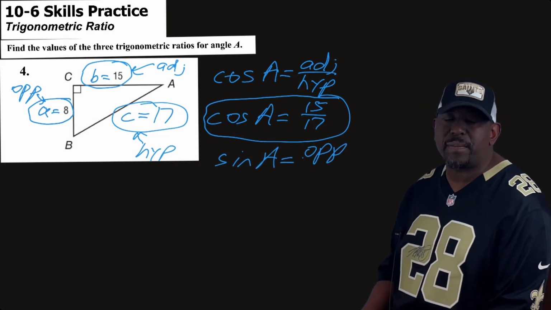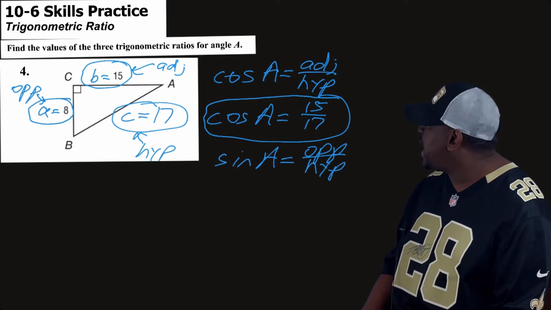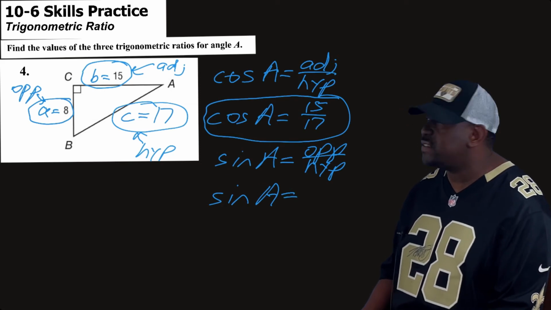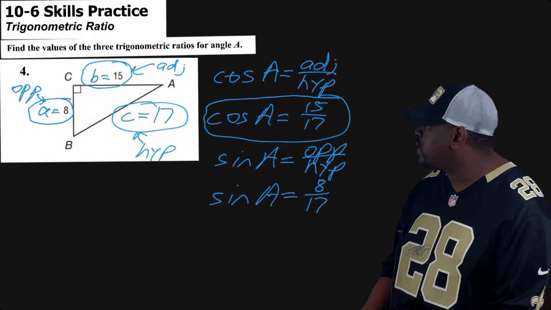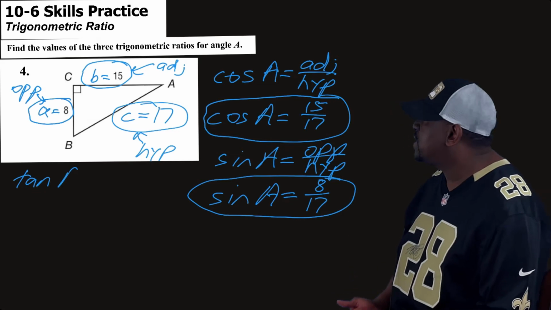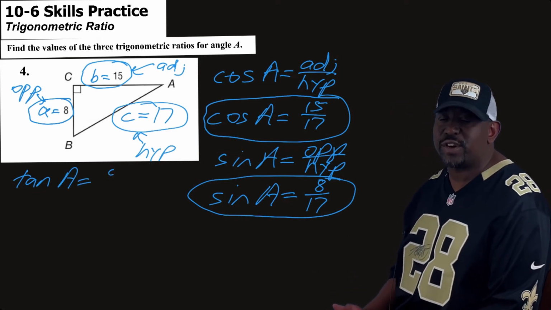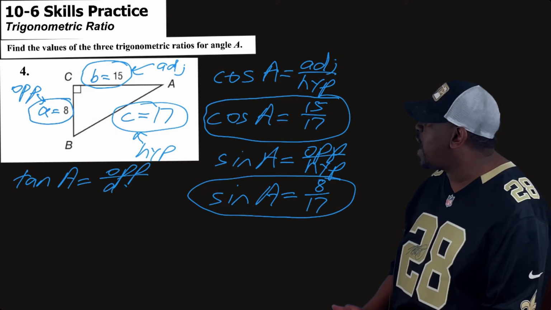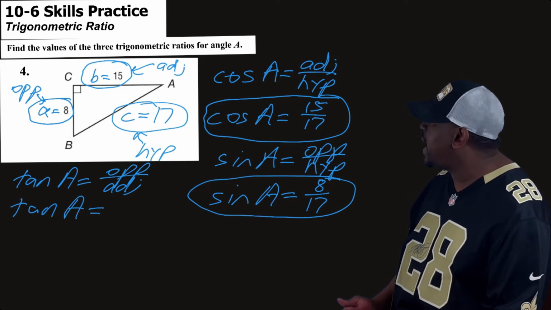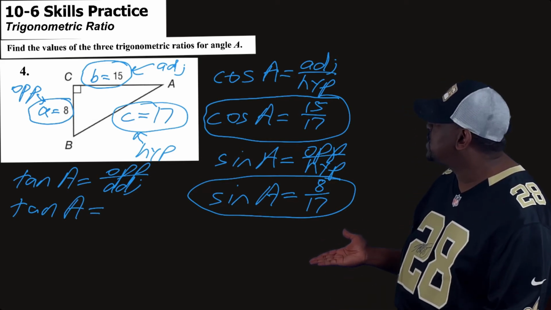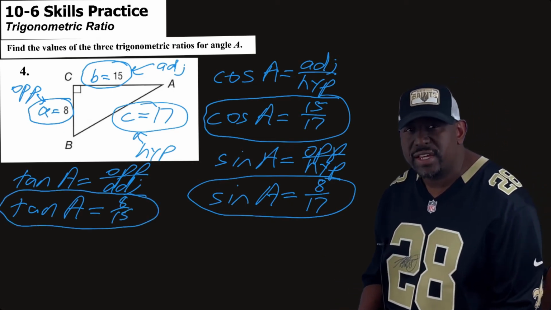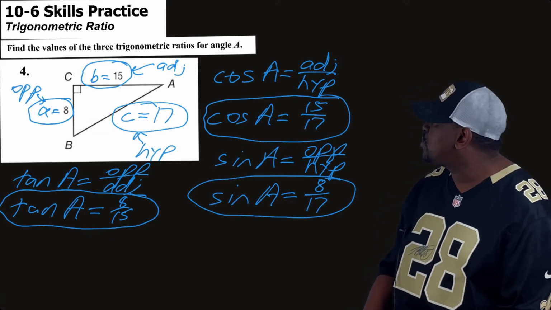Sine A, the rule is opposite over hypotenuse. We substitute 8 for opposite and 17 for hypotenuse, and so the ratio for sine A is 8 over 17. Again, we want to circle our final answers. And then the third ratio is tangent A is equal to opposite over adjacent. We substitute 8 for opposite and 15 for adjacent, and so our tangent A ratio will be 8 over 15, as we'll see there. So we're done with our three trigonometric ratios for this particular problem.